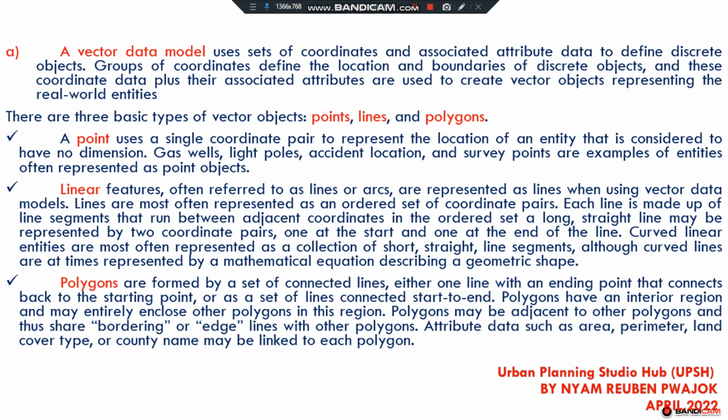Now under vector data, we have three types of sub vector data. We have the point, the line, and the polygon. A point uses a single coordinate pair to represent the location of an entity. The entities are the features. The features can be mountainous outcrops, a water body, a building, a road, whatsoever. It is considered to have no dimension. It's just a point. It just has a single pair of coordinates.